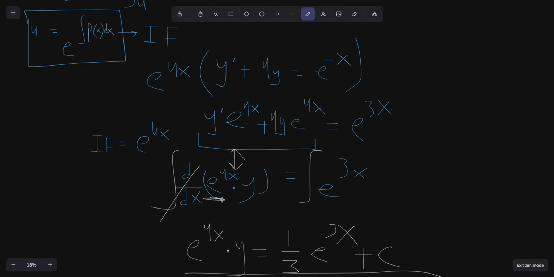So that integrating factor multiplied by y, you take the derivative of it, that's going to be equal to your entire differential equation multiplied by that integrating factor.